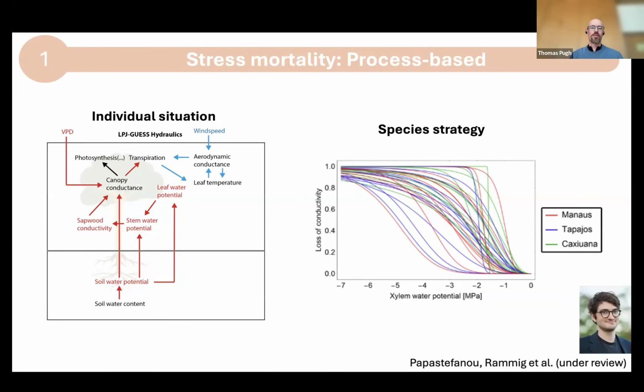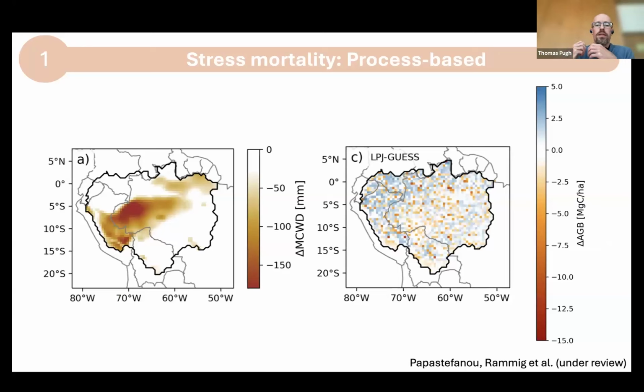So starting with stress mortality. And here I want to show you some work that's been carried out by Philip Papastefanou when he was in the group of Anja Ramig in Munich. And he took the LPJ gas model and put in a much more detailed description of how the trees respond to water stress and how that then propagates into mortality. And what he also did was consider how different trees have different strategies, and particularly different vulnerabilities to drought stress. I'm not going to go into the details of that setup, but I want to jump straight into some results. And he applied it to look at the Amazon forest over the last decades.